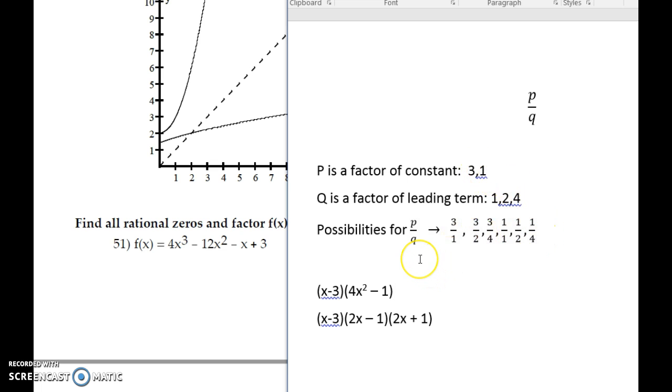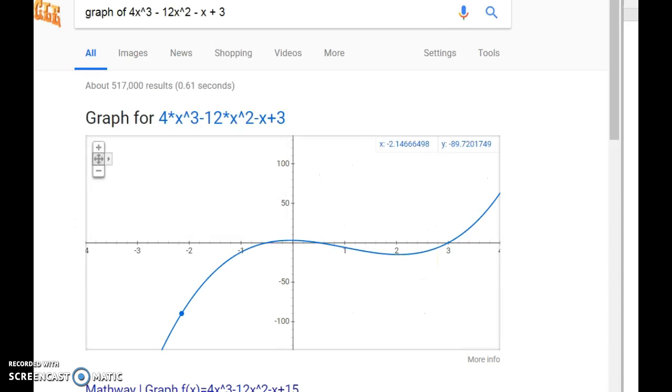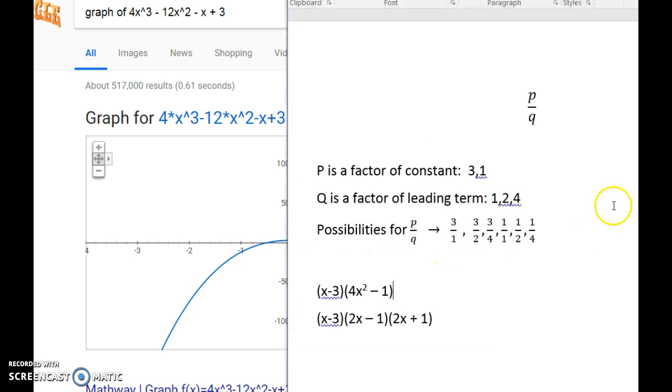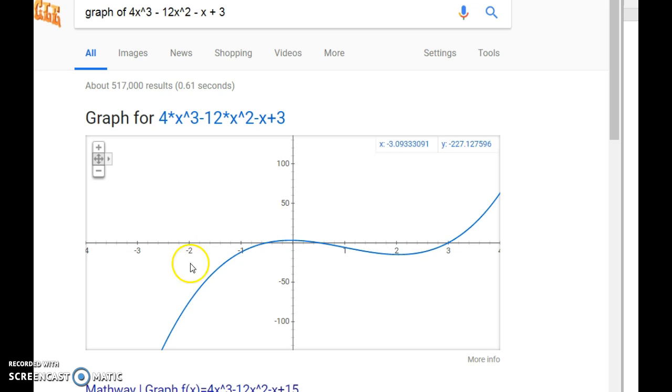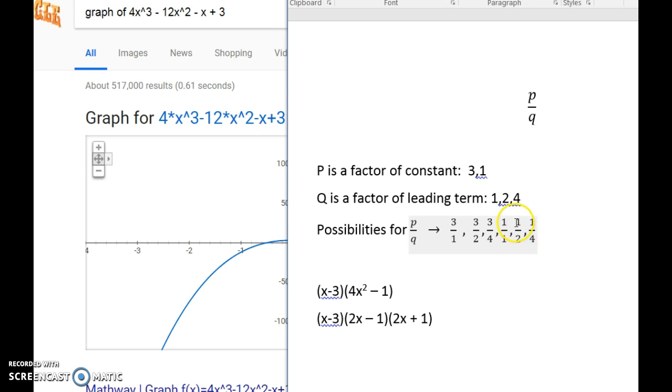So I suggest looking at the graph next. And if you look at the graph, it looks like 3 is definitely an answer, which was on our list, 3 over 1. And it also looks like we have an answer in between 0 and 1 here. It looks like positive 1/2. And it looks like here we have negative 1/2, which again, those are on our list. 1 over 2, positive or negative.